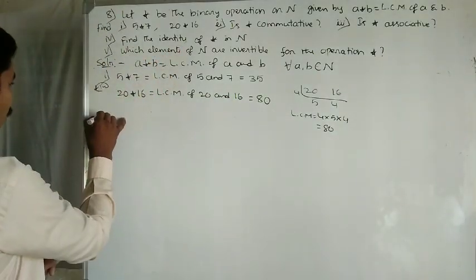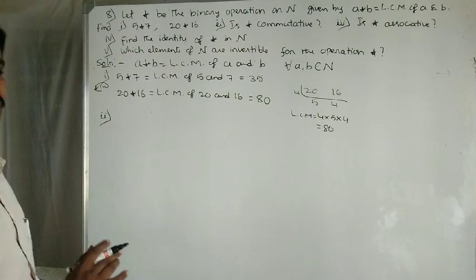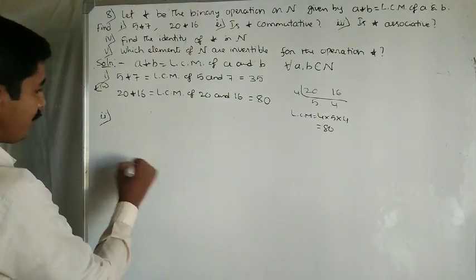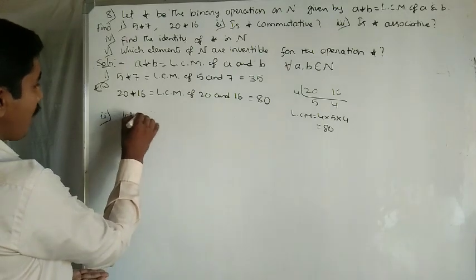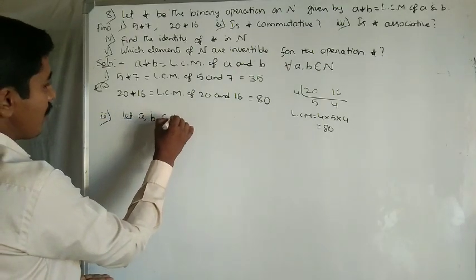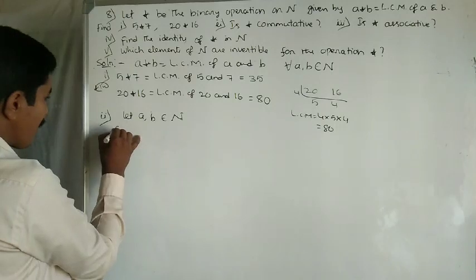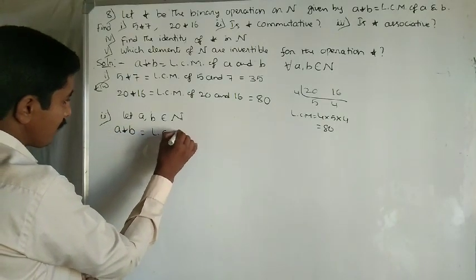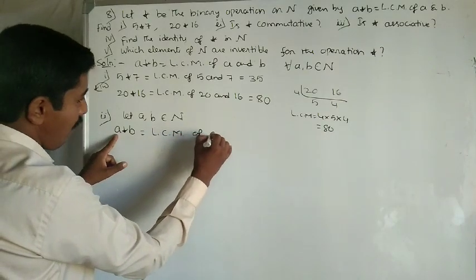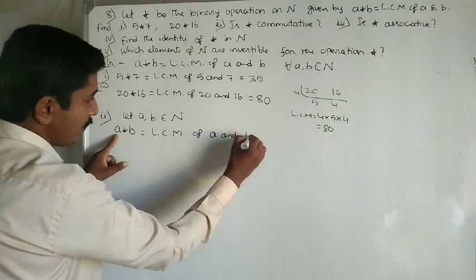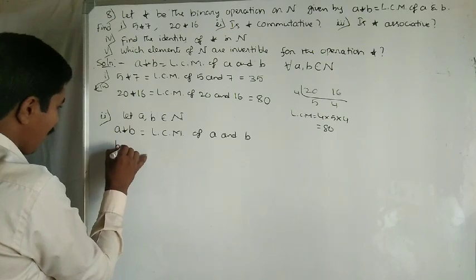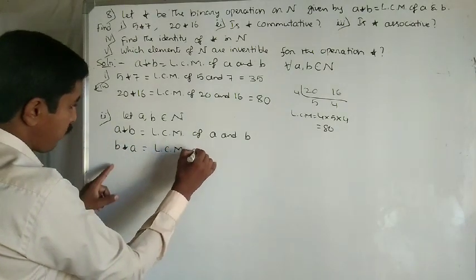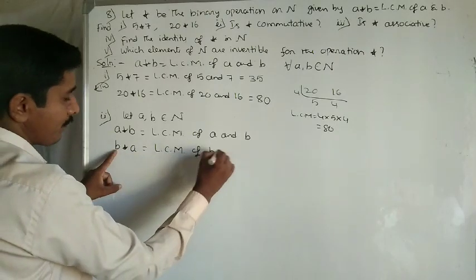Next, second one is the problem. Is star commutative? It means A star B equal to B star A, then star is commutative. Here I am taking two elements A, B belongs to N. A star B, the binary operation defined, is LCM of A and B. Now take B star A. B star A equal to LCM of B and A.